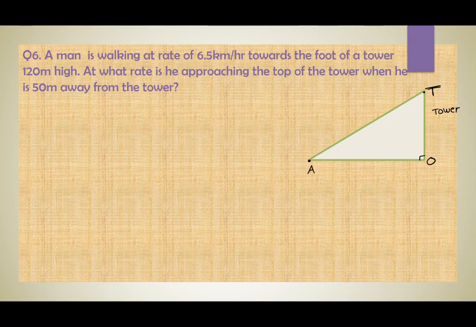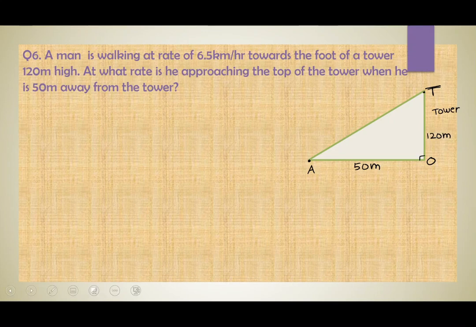यहाँ पे और एक दिया हुआ है. Man is walking at the rate of 6.5 kilometer per hour towards the foot of the tower, 120-meter high. At what rate is he approaching the top of the tower when he's 50 meters away from the tower? So this has to be 50 meter. अब ये already 120 meter दिया हुआ है. Okay. So as you know, I can just consider solving the problem over here.